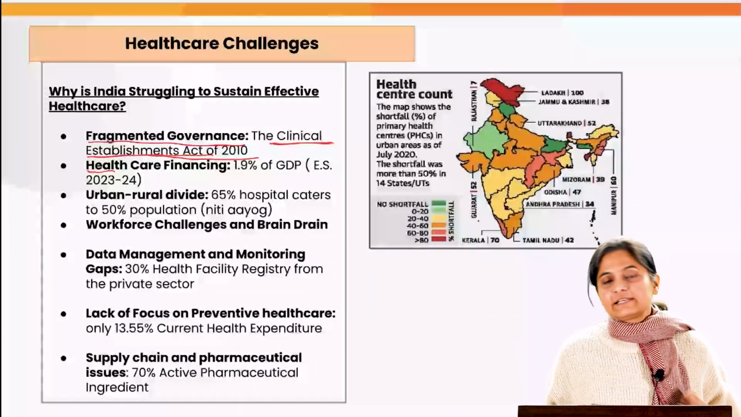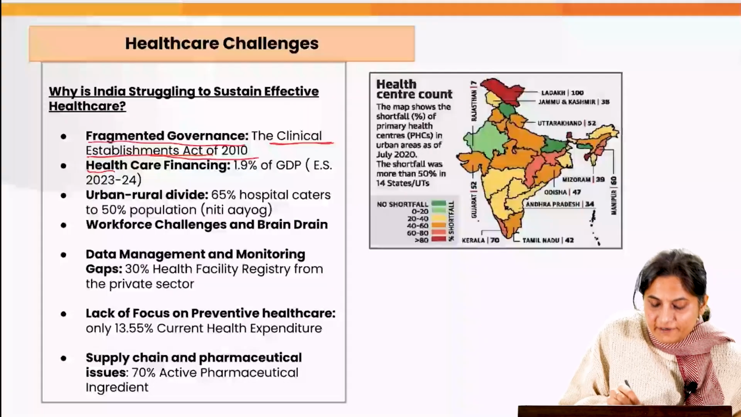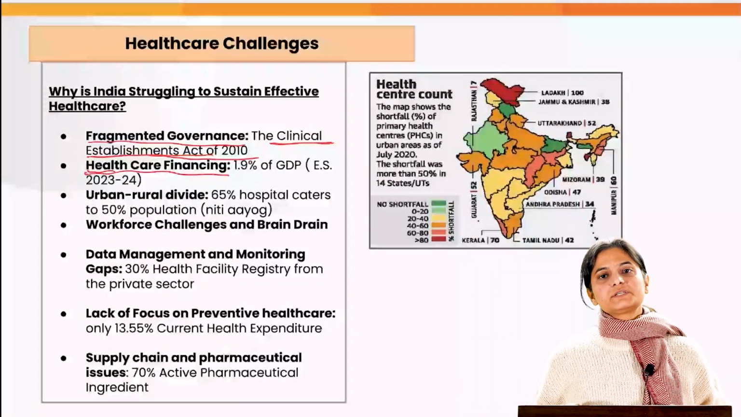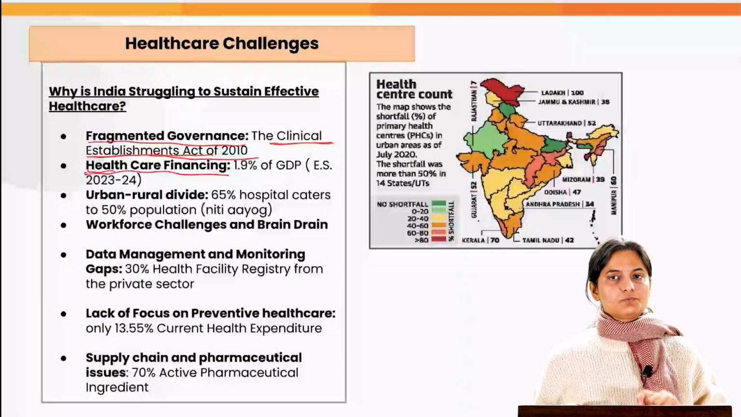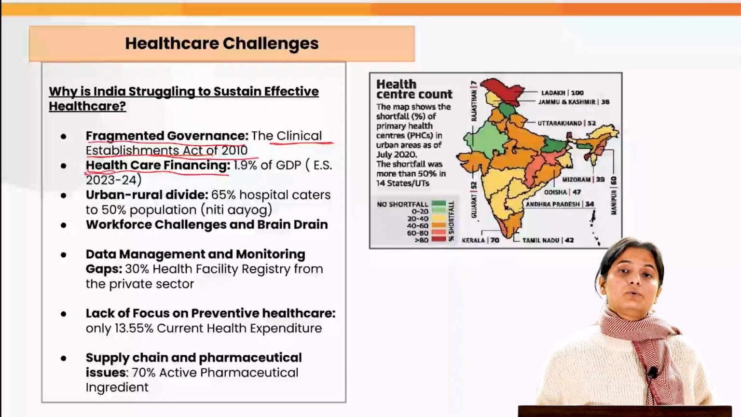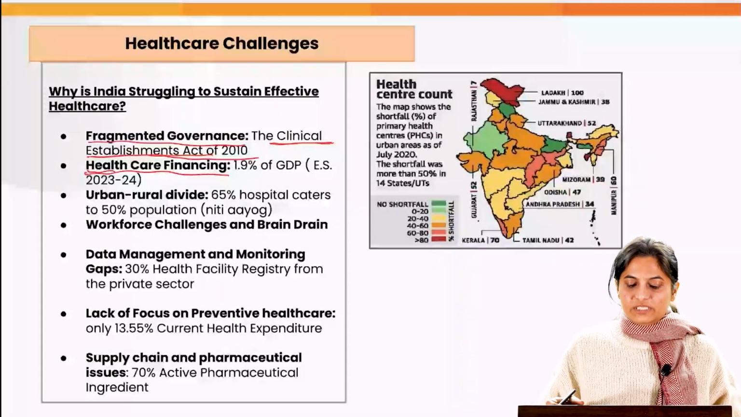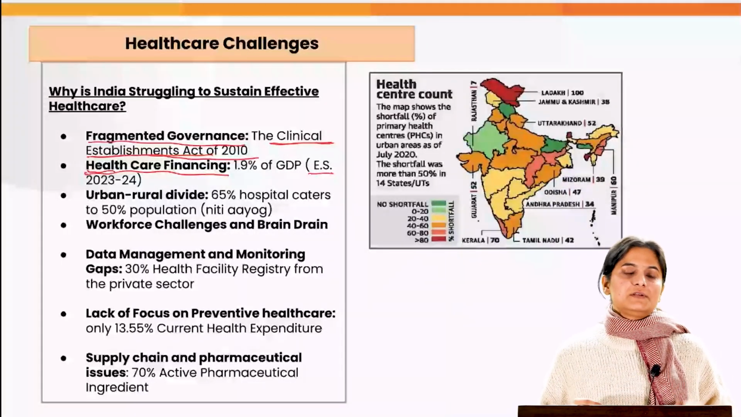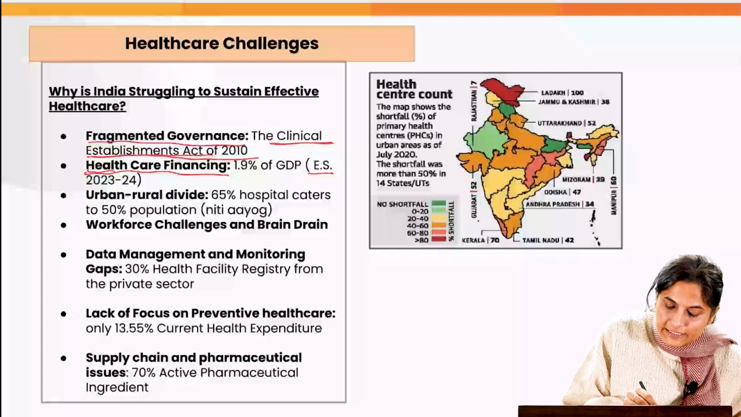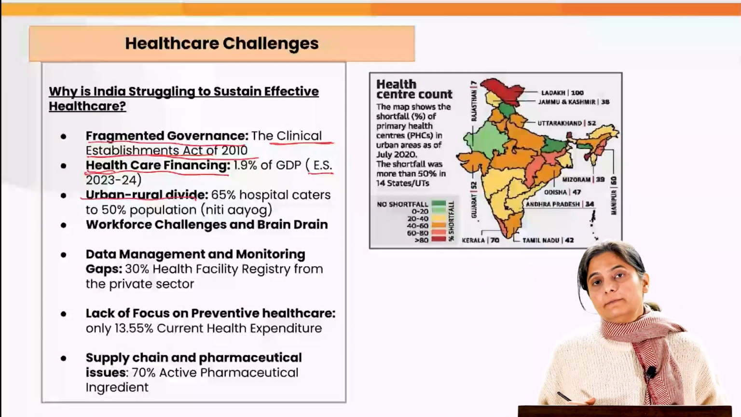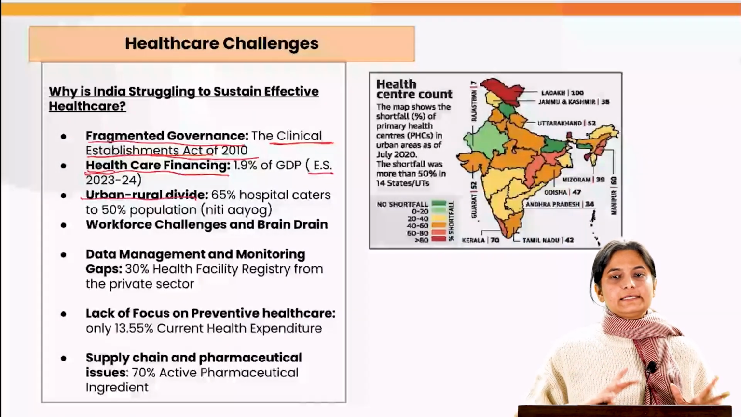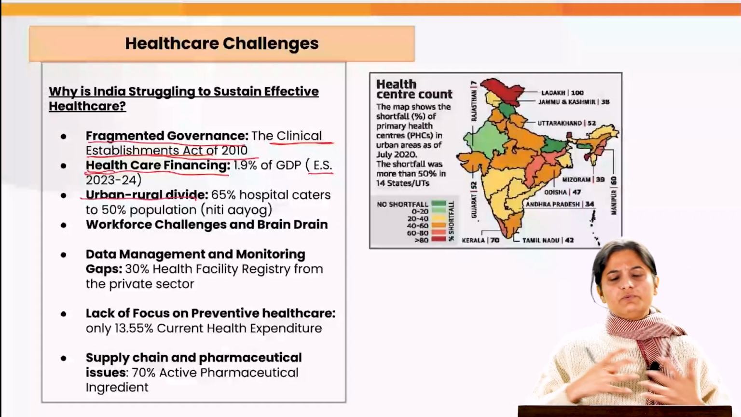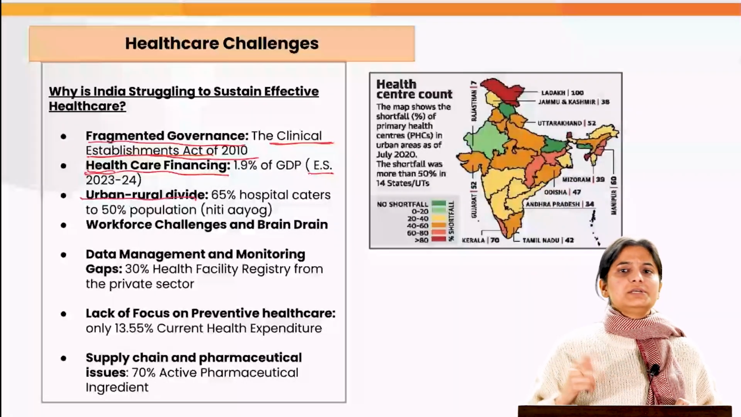The second point in this aspect is that healthcare financing remains meager. Only around 1.9% of India's GDP is allocated to the healthcare sector, which is very little. This data is per the Economic Survey 2023-24. Then there is the urban-rural divide. Not just urban-rural, there is a divide between rich and poor. There is a divide between various states as well, region to region.